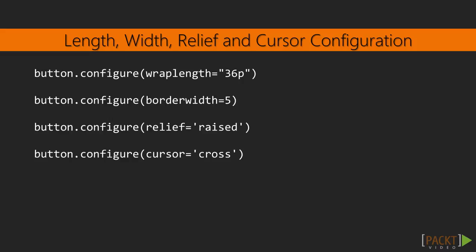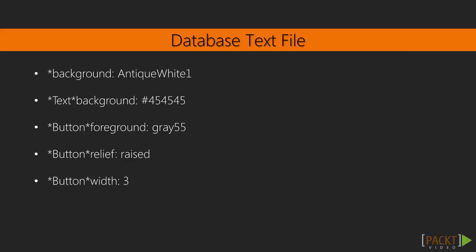The relief style of a widget refers to the difference between the highest and lowest elevations in a widget. tkinter offers 6 possible relief styles: flat, raised, sunken, groove, solid, and ridge. tkinter lets you change the style of the mouse cursor when you hover over a particular widget. This is done by using the option cursor as follows. A typical option database text file looks like this. Let's have a look at an example of using this external styling text file in a program.